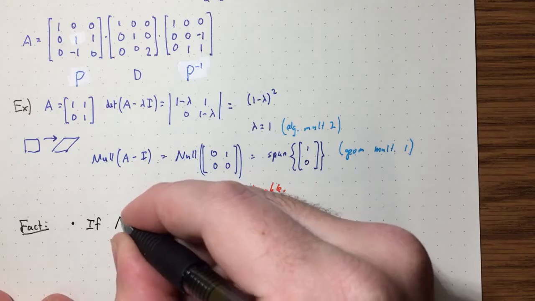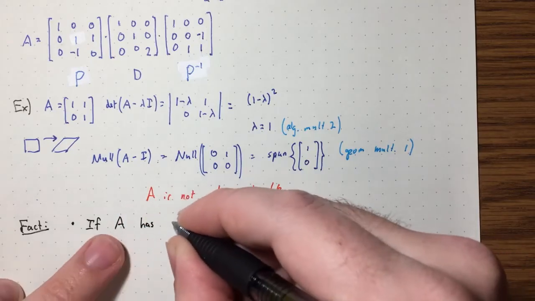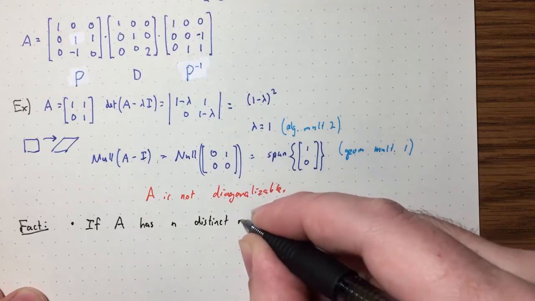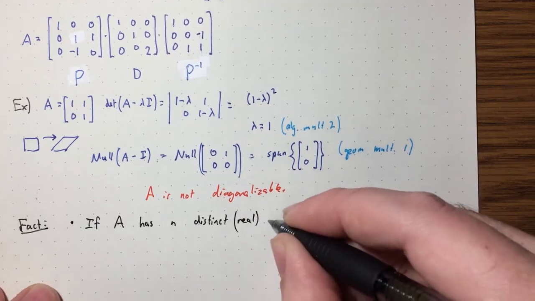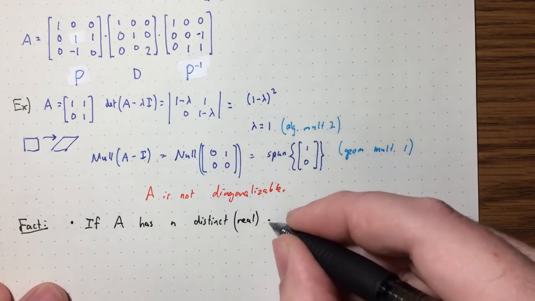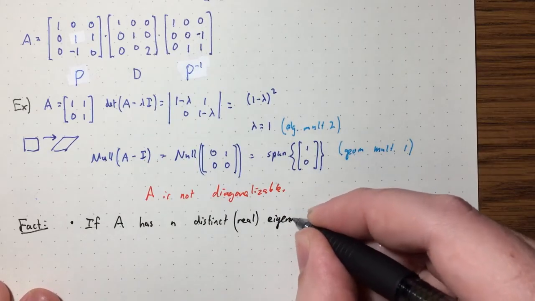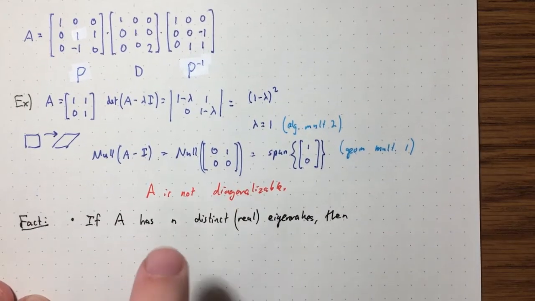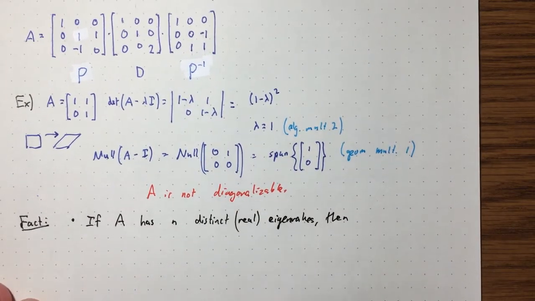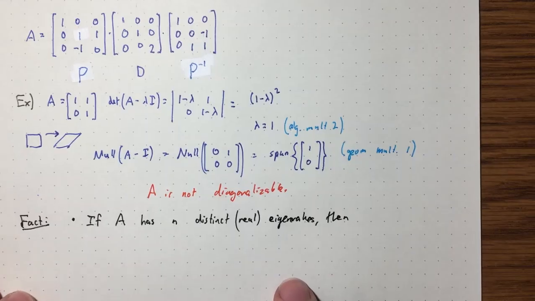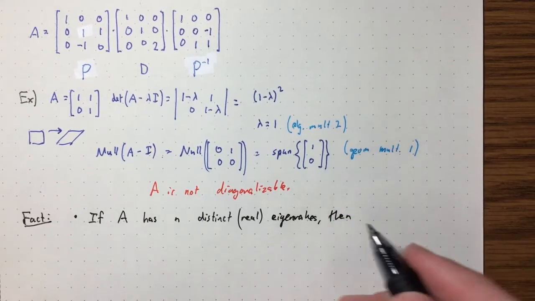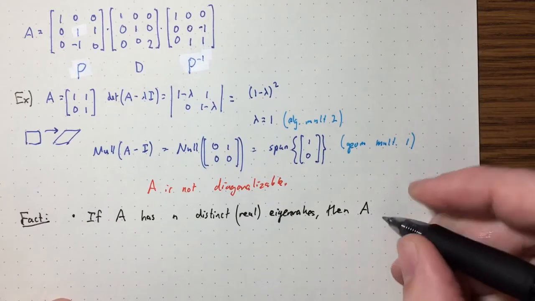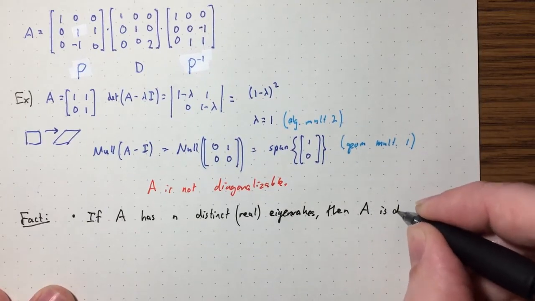So if my matrix A has n distinct eigenvalues, say real, we're only considering real ones. So we want it to have n distinct real eigenvalues. Then each one of those eigenvalues will give me one eigenvector. I'll have n eigenvectors, and they'll be linearly independent. So if A has n distinct real eigenvalues, then certainly we're diagonalizable. So A is definitely diagonalizable.